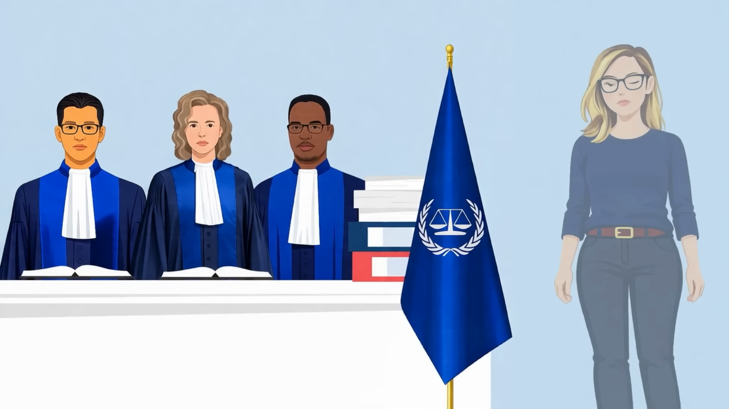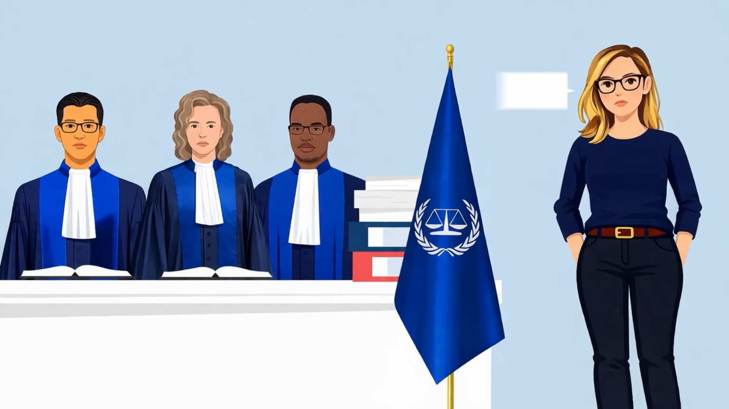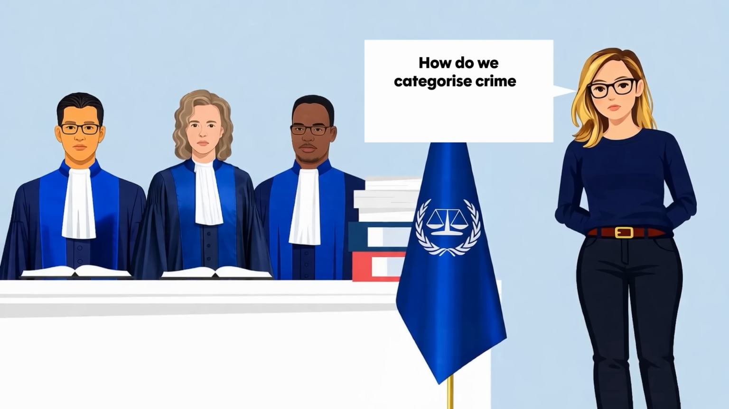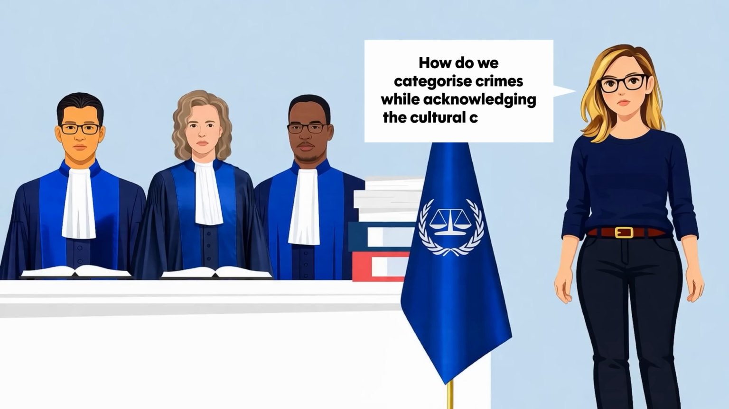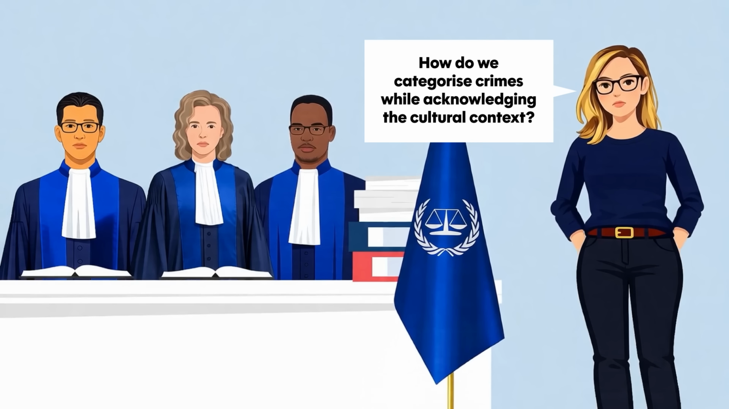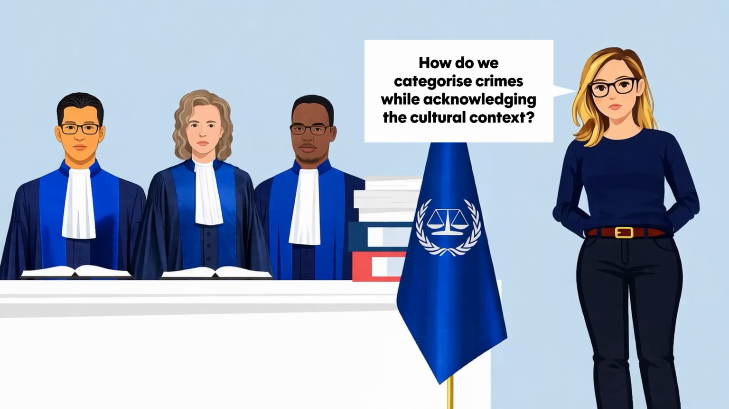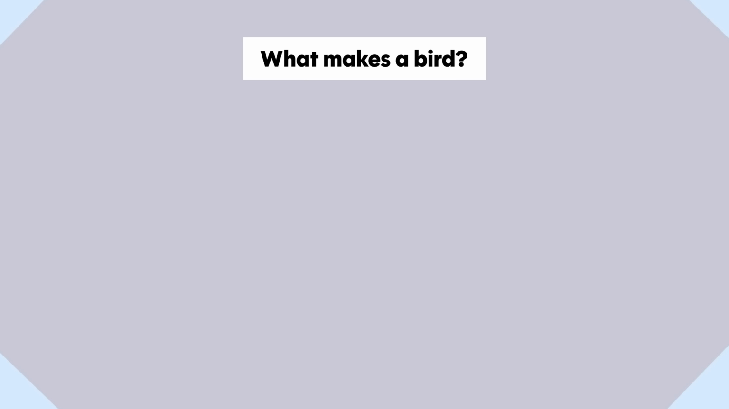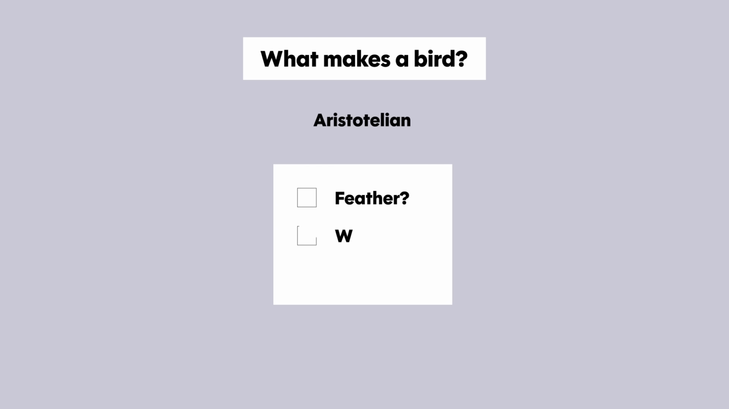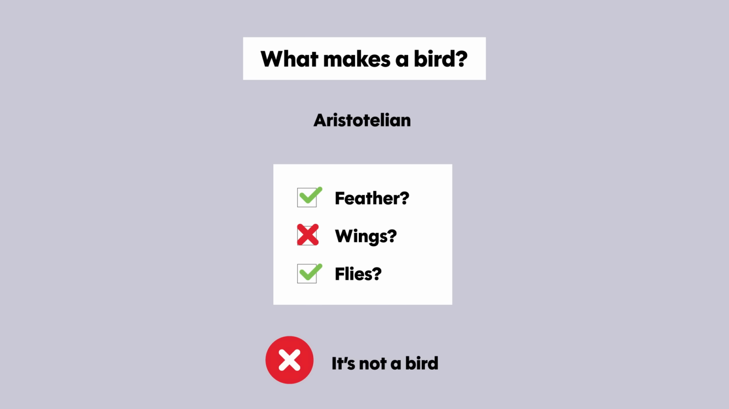Research by Assistant Professor Ligeia Quackelbeen of Tilburg University examines this, focusing on the International Criminal Court's landmark 2021 Ongwen judgment. Science typically employs Aristotelian categorization, using a fixed checklist of properties. If something has all the properties, it fits. If one is missing, it's out.